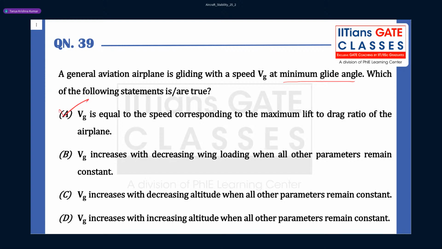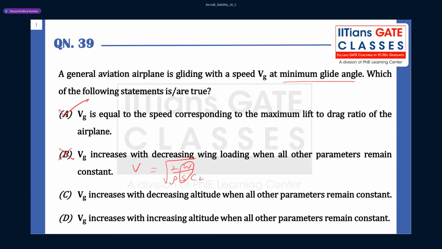Then Vg increases with decreasing wing loading when all other parameters remain constant. What was the formula for any velocity? So let's just take V is equal to under root 2W by rho S CL. Similar formula can apply to Vg also, right? So it is directly proportional to the under root of wing loading. Wing loading is W upon S. So this statement is false, right? Because if wing loading increases, Vg also will increase. It's directly proportional to the under root. So this statement is false.